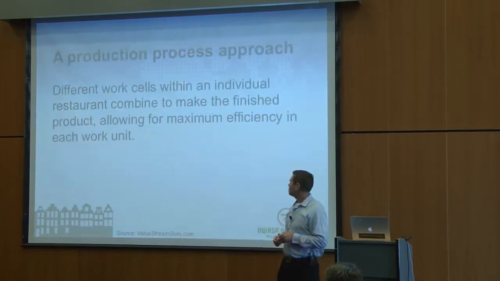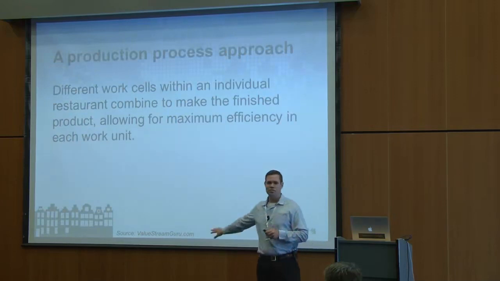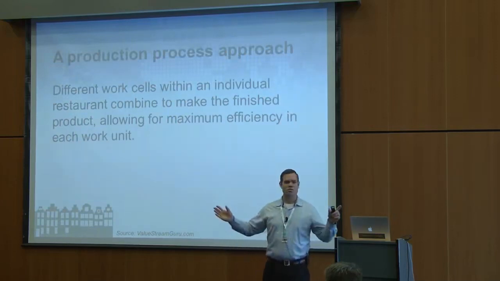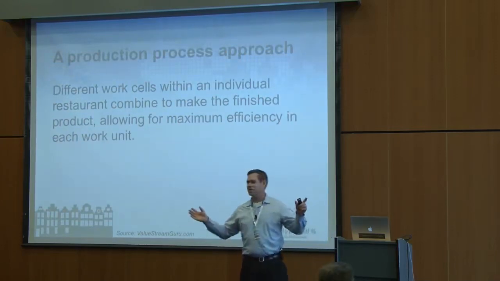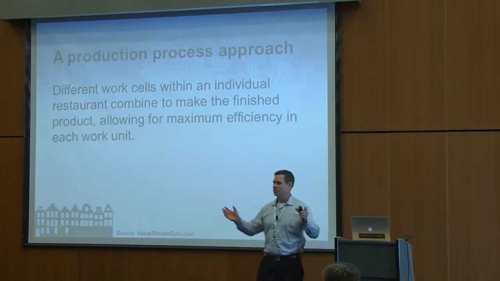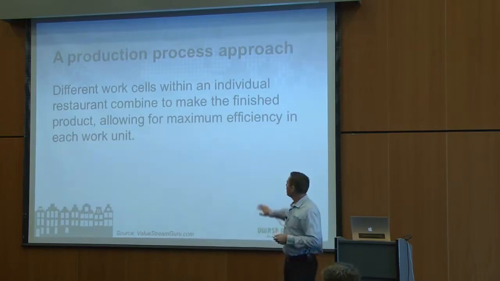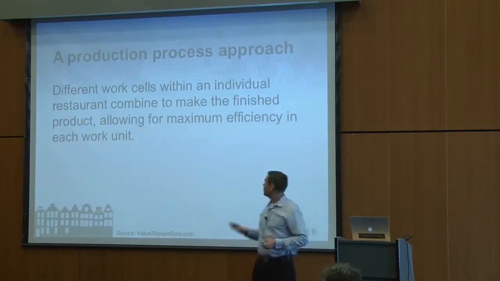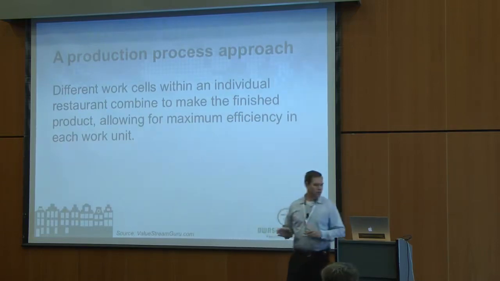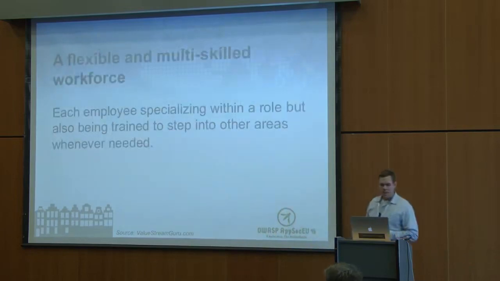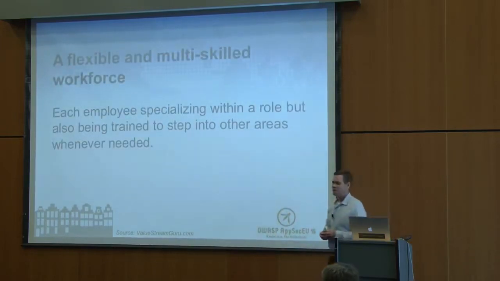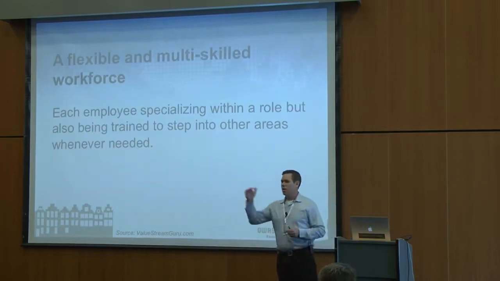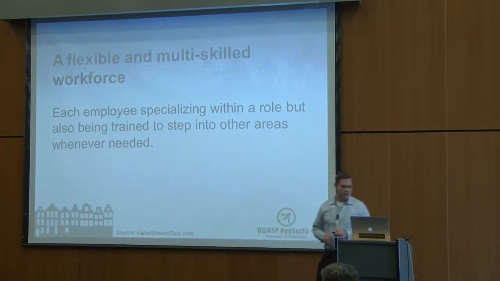Another one that I thought was interesting, and I got these from an actual fast food consortium. Who knew, right? They meet together just like AppSecEU. They've got Fast Food EU, maybe. They have different work cells, right, with an individual restaurant combined to make a certain product. And then they're flexible, right? Each person specializes within a role. It sounds a little bit like security, right? We all have our different expertise.